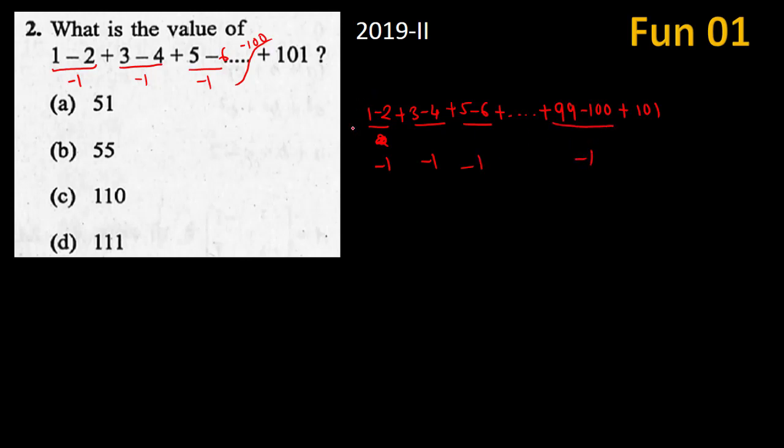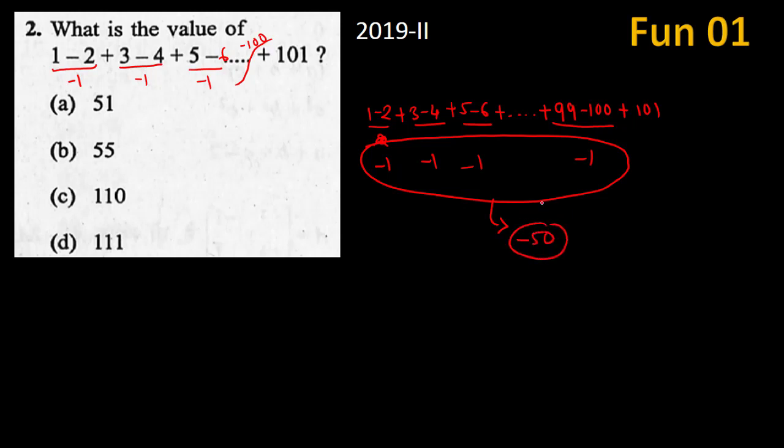So how many minus 1s do you have till 100? How many minus 1s do you have? This is nothing but 50 minus 1s. So the answer is what? Minus 50 is the sum of these minus 1s. So 50 times we have this.